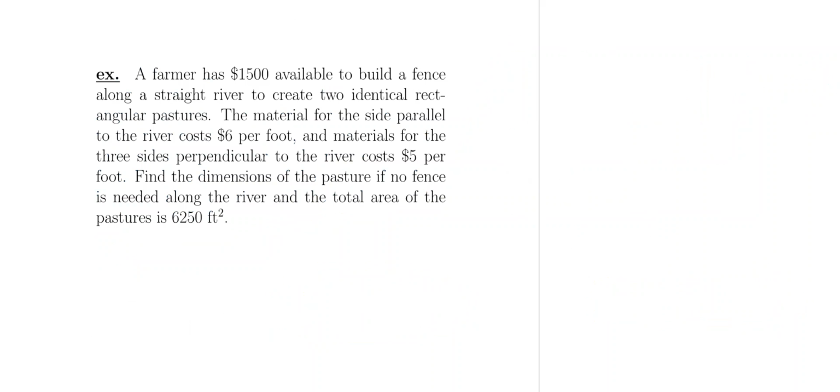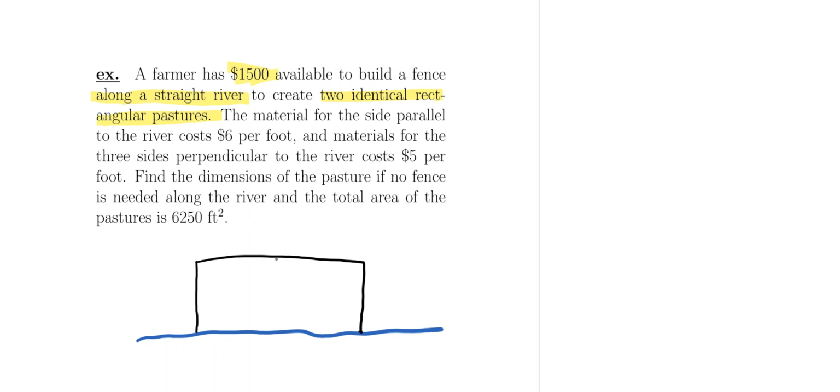All right, let's do one more application. Again, keep in mind that the goal is to write down the system of equations and then solve it. So your first task is to read the problem and let x be whatever and let y be whatever. So we have that a farmer has 1,500 available fence, well, wire, whatever, to build a fence along a straight river to create 2 identical rectangular pastures.